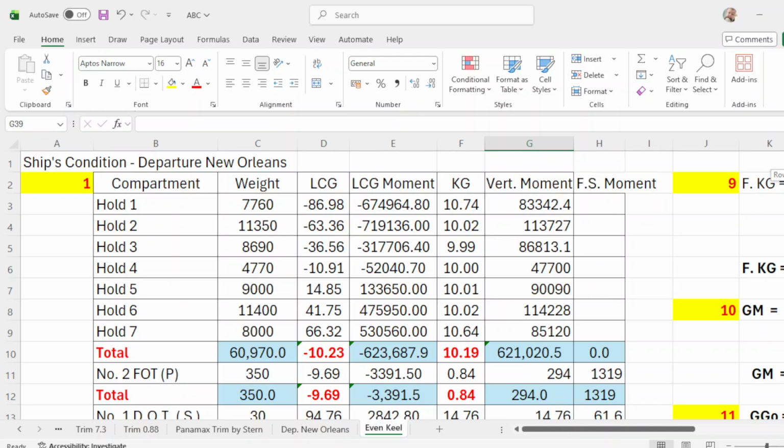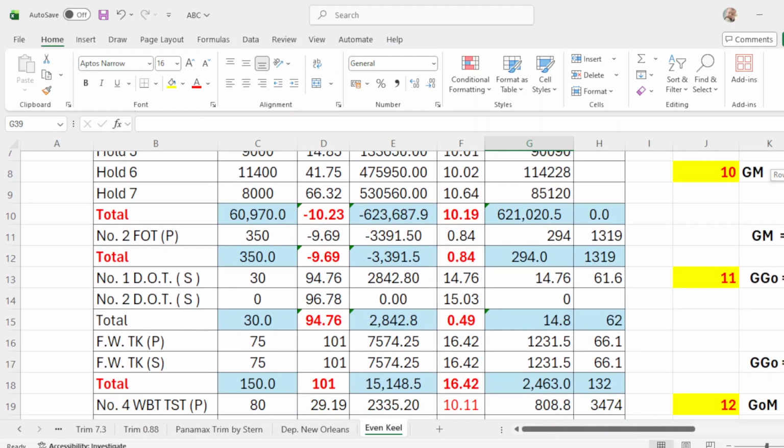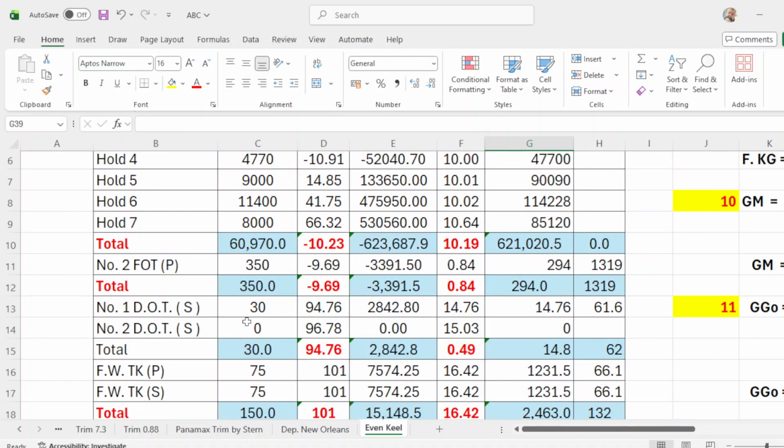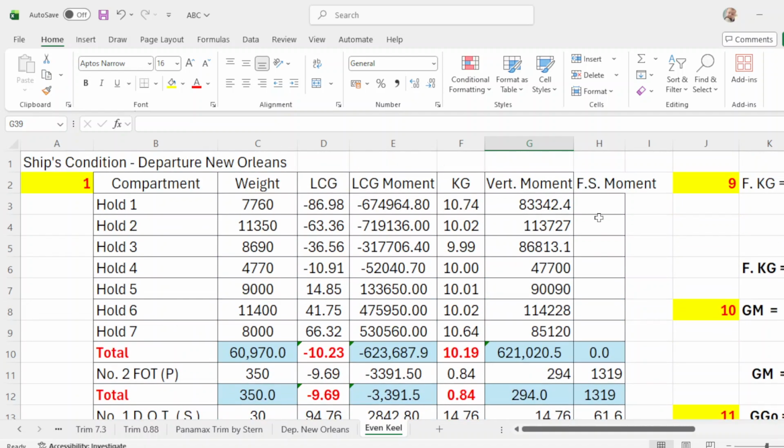Then, this is the ROB, for example, your ROB. Fuel oil is 3,500 times your LCG is your LCG moment. So weight times your kg of FO number 2. This will be your vertical moment, and now you have this free surface moment, which is this one.